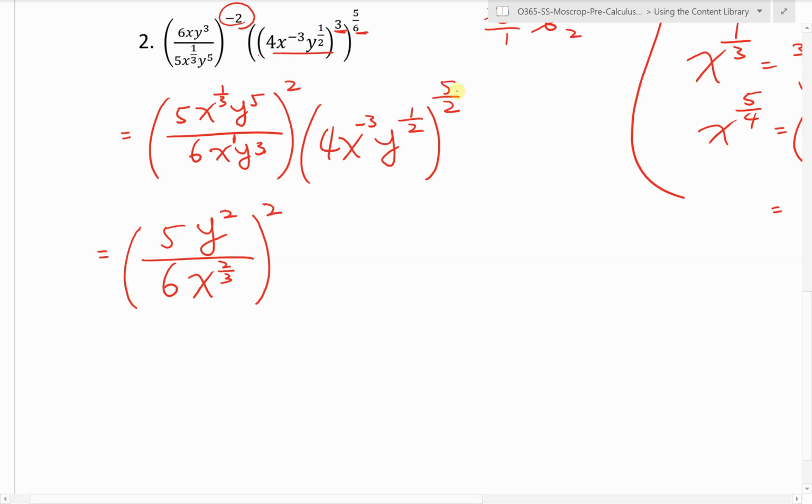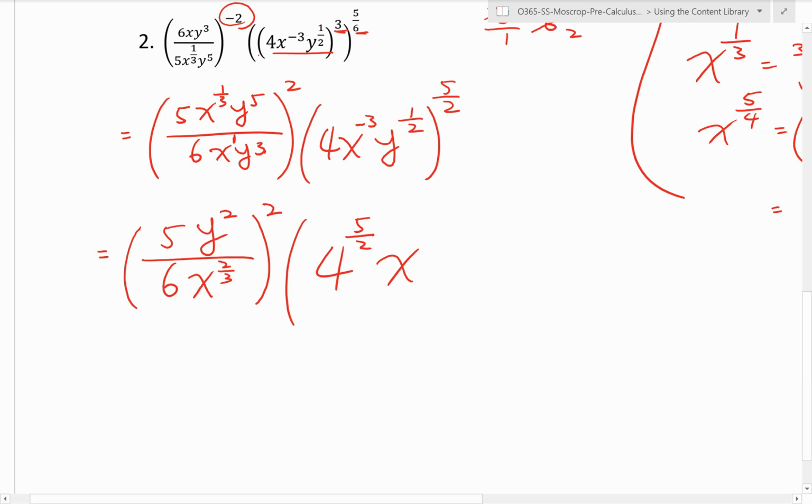Now we have 4 to the power of 5 over 2. Now, what I'm going to do is rewrite 4 to the power. You know what? One step at a time. One step at a time. I'm not going to skip steps. You could later on, but for now, maybe we should just stick with step by step.